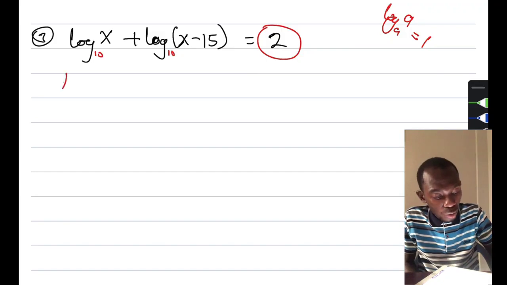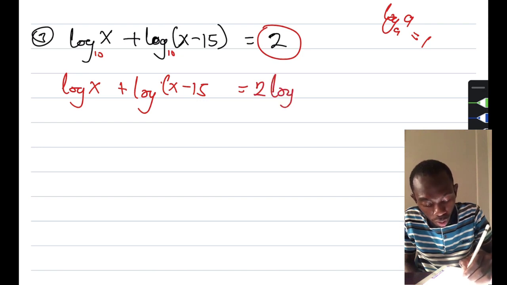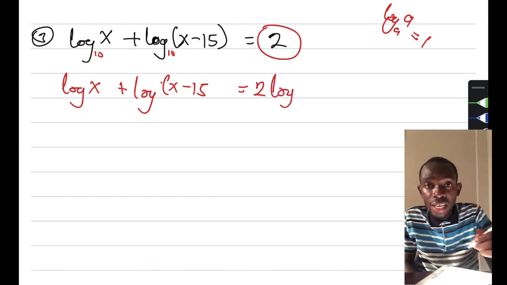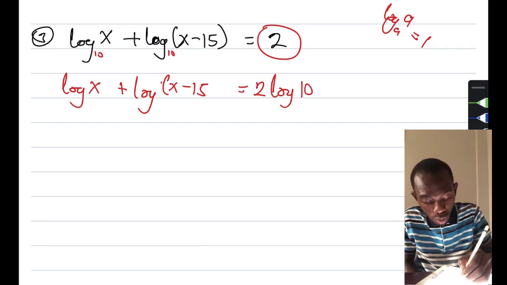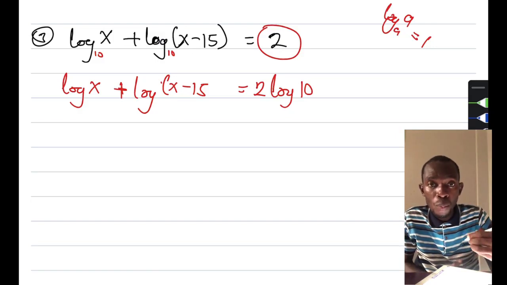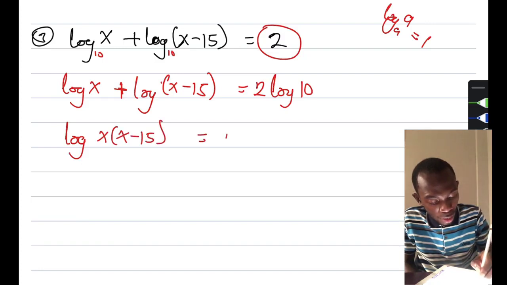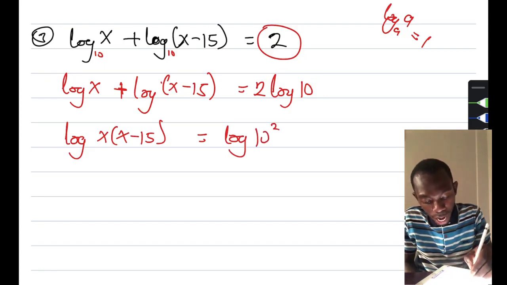Okay? Therefore, you have log x plus log (x minus 15) is equal to 2 log what would you use? The same base. All right, so that is in the base 10, so that's 2 log 10. Okay, all right, then you would apply this addition rule, which is to multiply the components themselves. So you have log x into bracket x minus 15 is equal to log 10 squared. Okay, I brought the 2 up here.